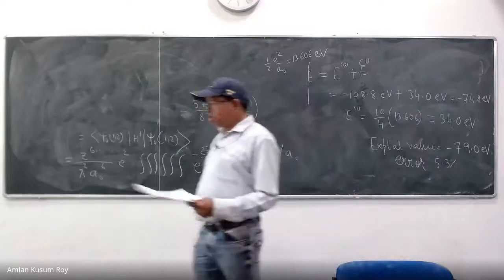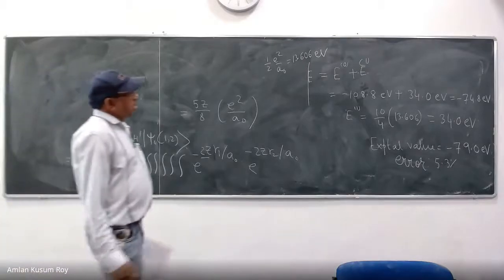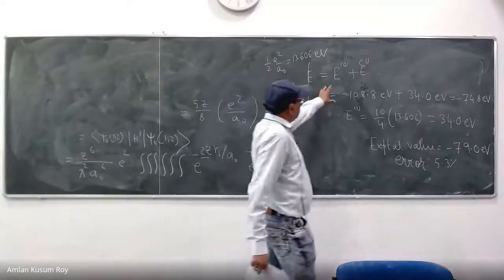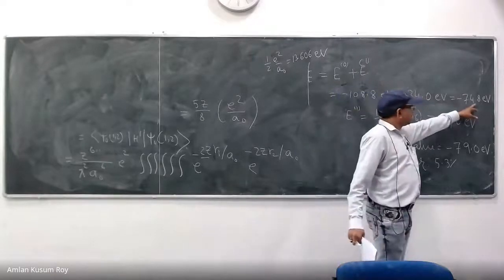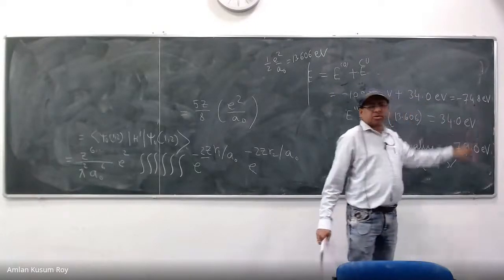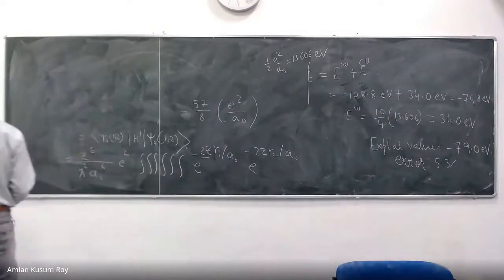Okay. So, it has improved from your zeroth order minus 108 electron volt to minus 74.5. So it has gotten better. So I can now continue to do the second order correction.